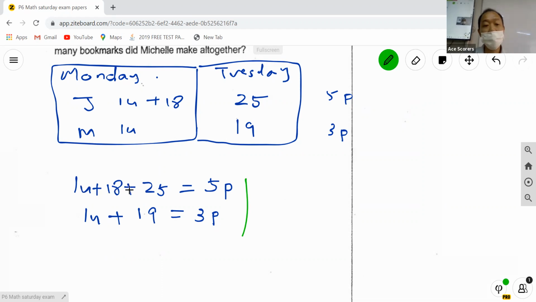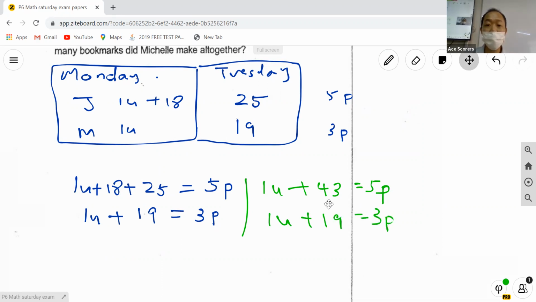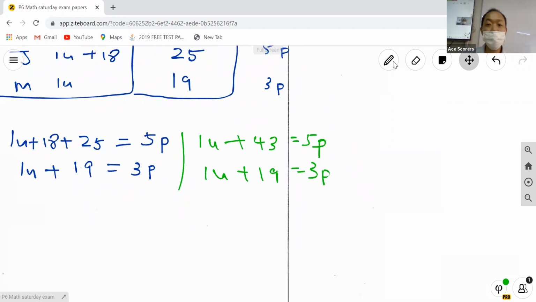So 1 unit plus this, what's this? 1u plus 43, right? Is equal to 5 parts. And this is just the same, which is 1u plus 19 equals 3 parts. Immediately from here, you can tell the difference. 2 parts equals the difference here. What's 43 minus 19? 24. So 1 part is 12.